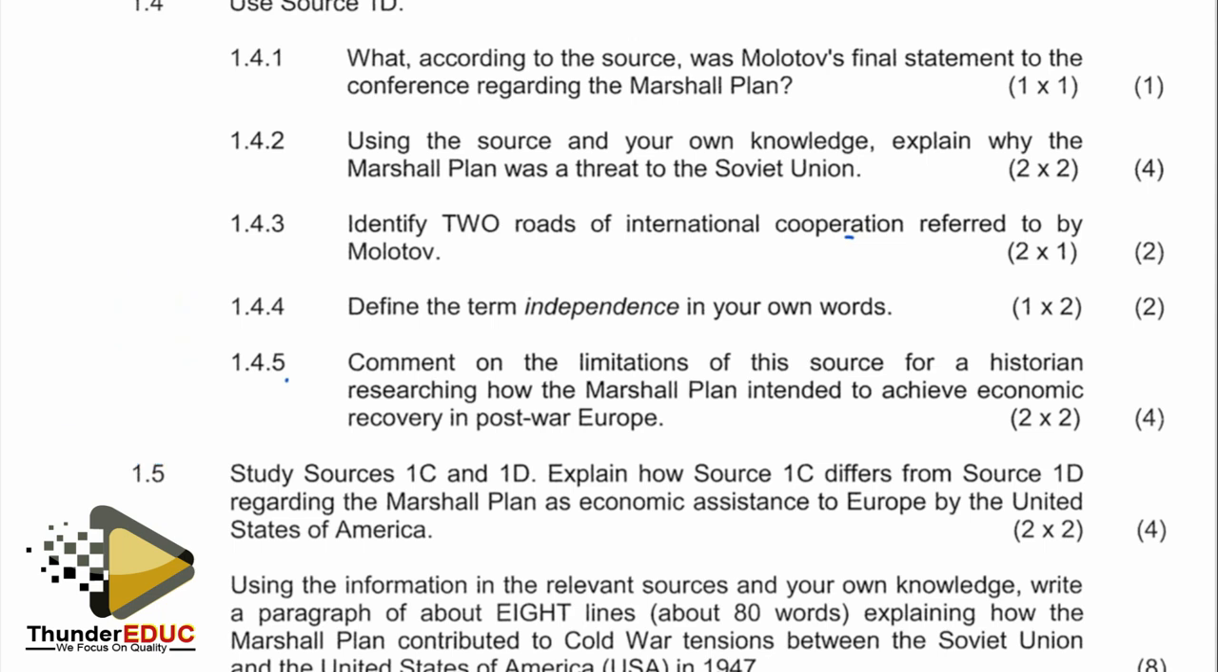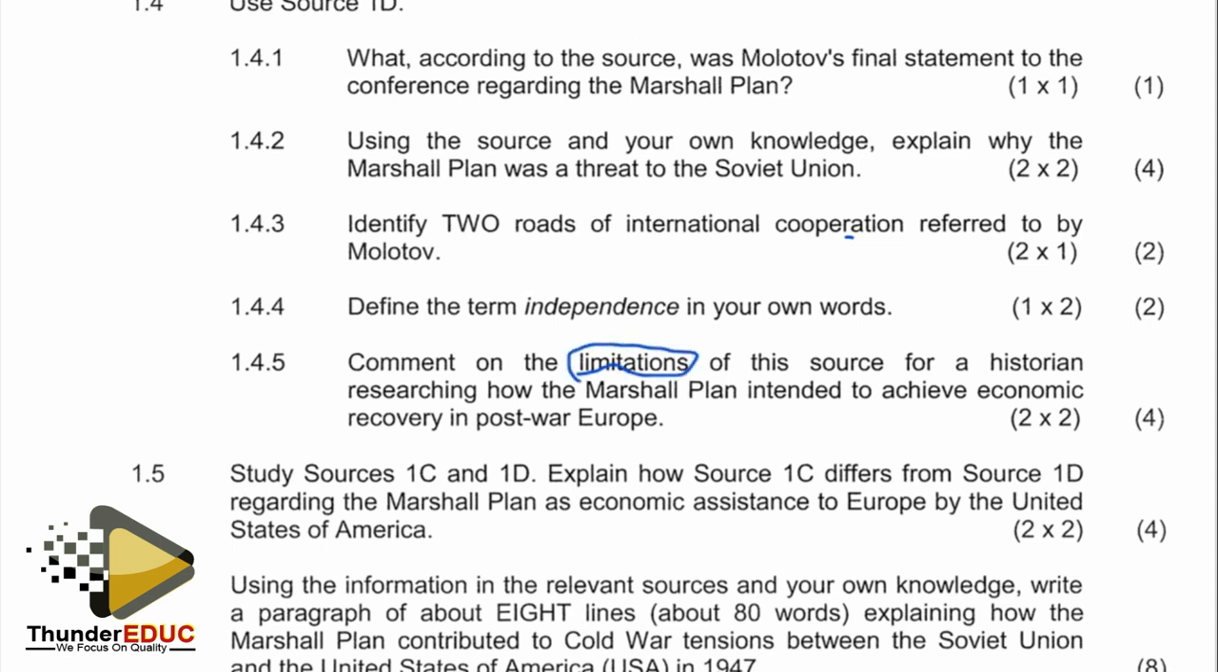Right, we move on to the next question. Comment on the limitations of this source for a historian researching on how the Marshall Plan intended to achieve economic recovery in post-war Europe. The limitations. Here we are looking at limitations of a source.